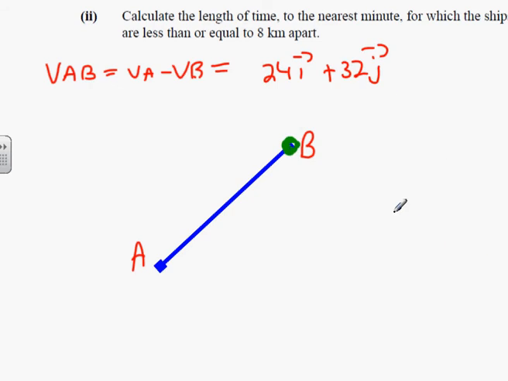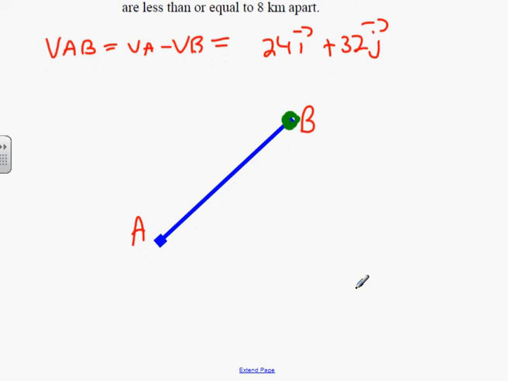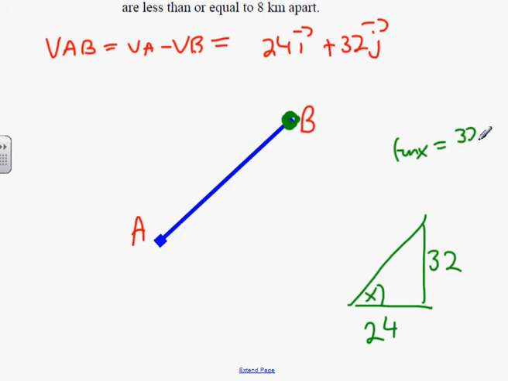So we're going to figure out some angles, and we're going to figure out a velocity. Phi AB is 24 across, 32 up. Let's figure out the angle here. Angle X we'll call it. Tan X equals 32 over 24. What is tan inverse 32 over 24? 53.13.